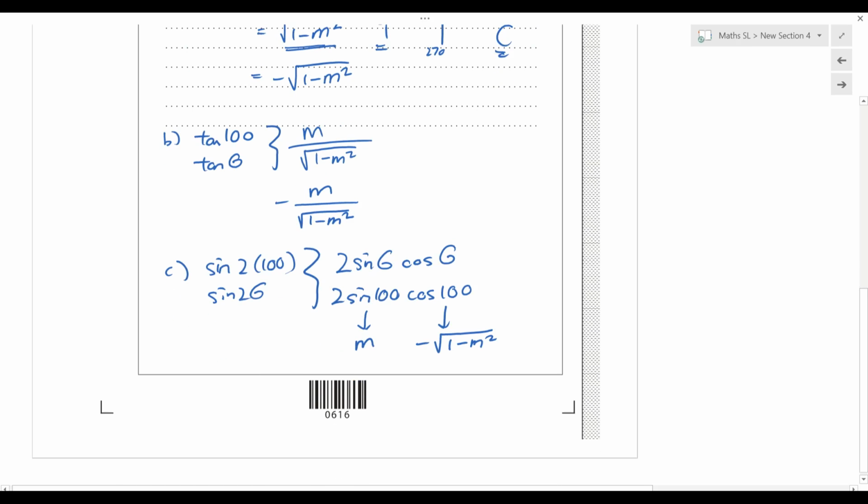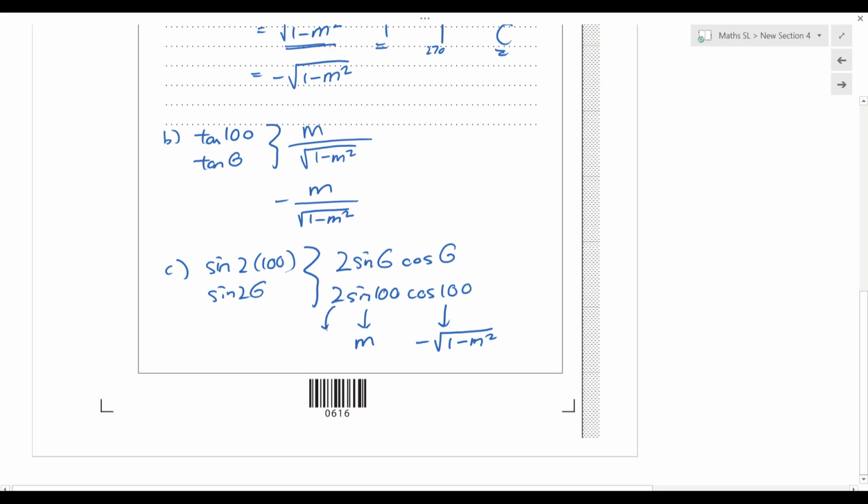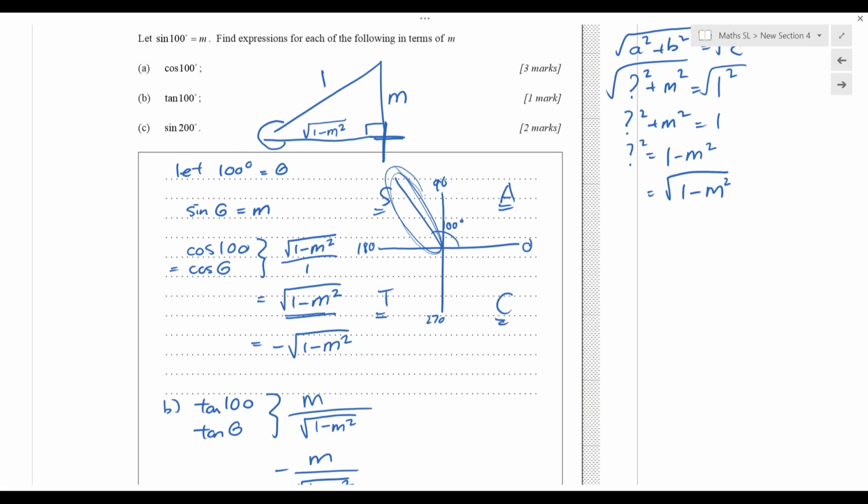So multiply the 2 to it, and simply what you get is 2m root 1 minus m squared, with a negative sign. So basically it's just that simple. Just remember to use your formula booklet because it's your best friend. Also try to remember this diagram here and also the CAST diagram, so then you don't get tricked by IB.